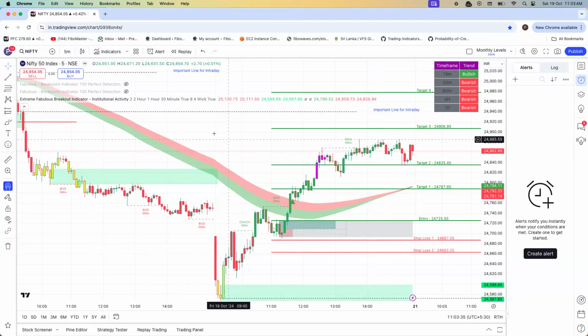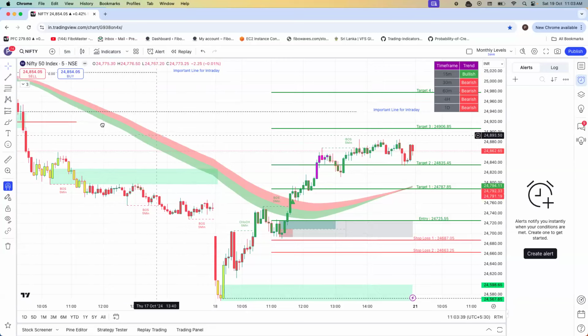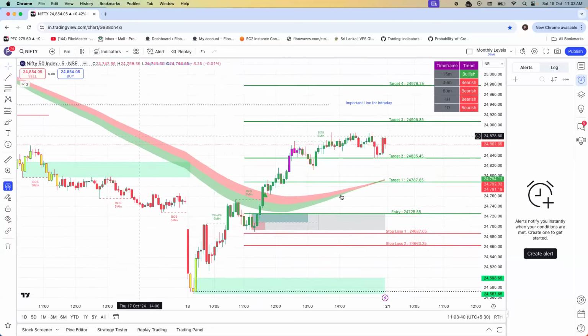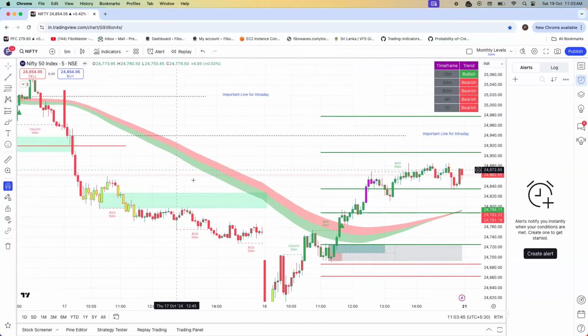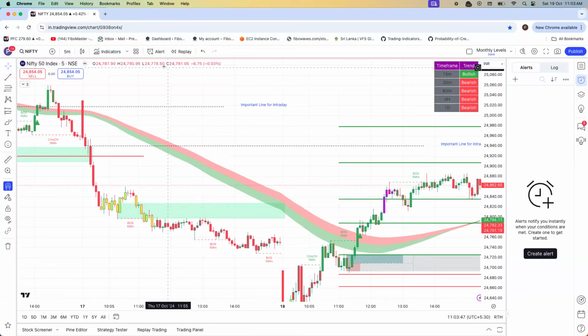Let's break down every part of the Extreme Fabulous indicator, all the sections. First, let's talk about the cloud. The cloud is the main thing in the indicator itself. Without the cloud, this will not be 100% correct. The cloud is the main part of the indicator.